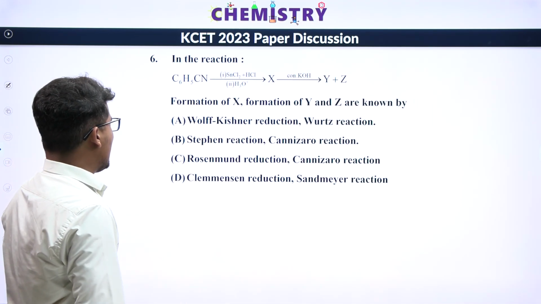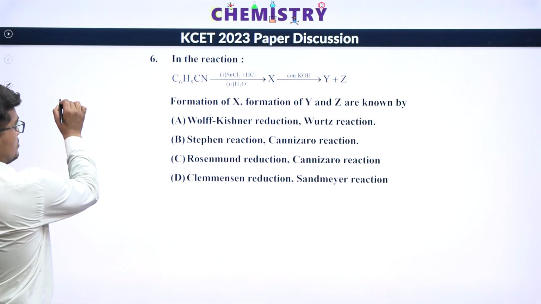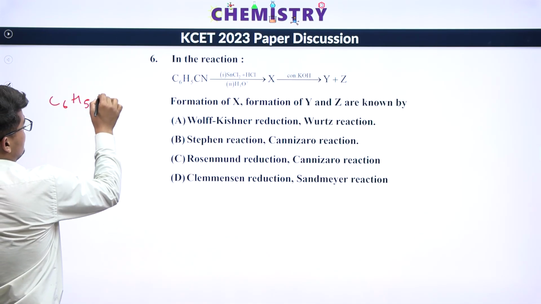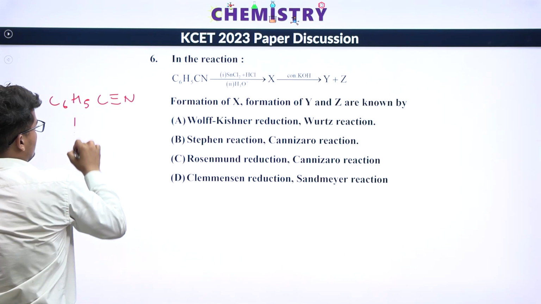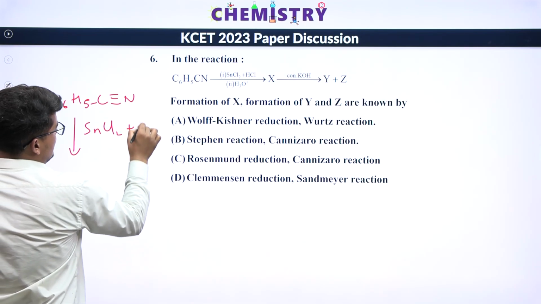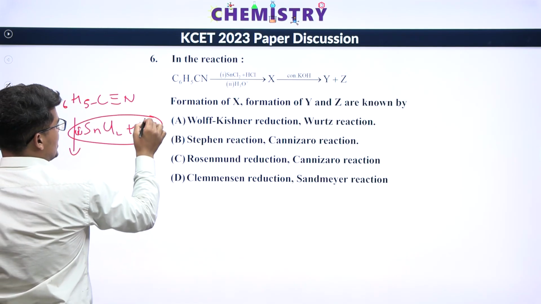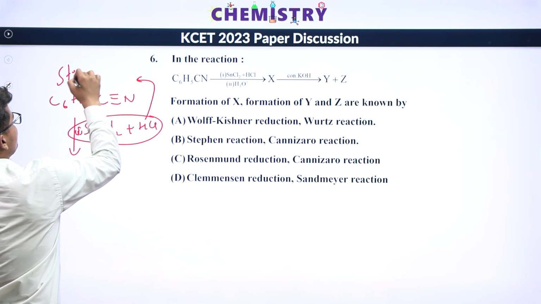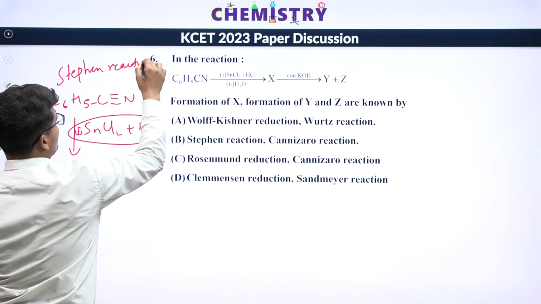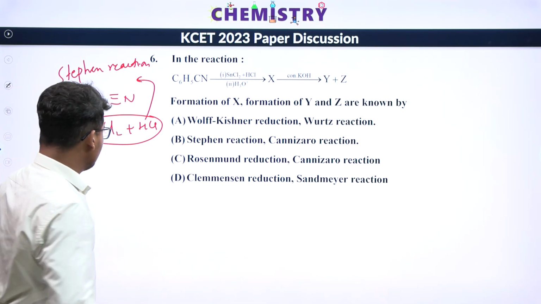Now come to the sixth part. They are saying that we have a cyanide. That is C6H5CN, like this. This is the compound, and it is reacted with SnCl2 with HCl. This is a very common reagent, I think you have seen it in NCERT. This is called the Stephen reagent, or we can say it is used in the Stephen reaction, and the Stephen reaction is used to reduce this cyanide.